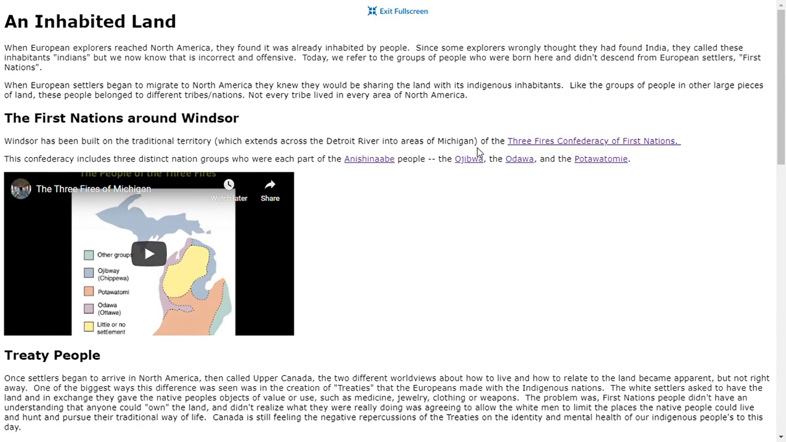First Nations around Windsor. Windsor has been built on the traditional territory, which extends across the Detroit River into areas of Michigan, of the Three Fires Confederacy of First Nations. This confederacy includes three distinct nation groups who were each part of the Anishinaabe people: the Ojibwe, Ottawa, and Potawatomi.